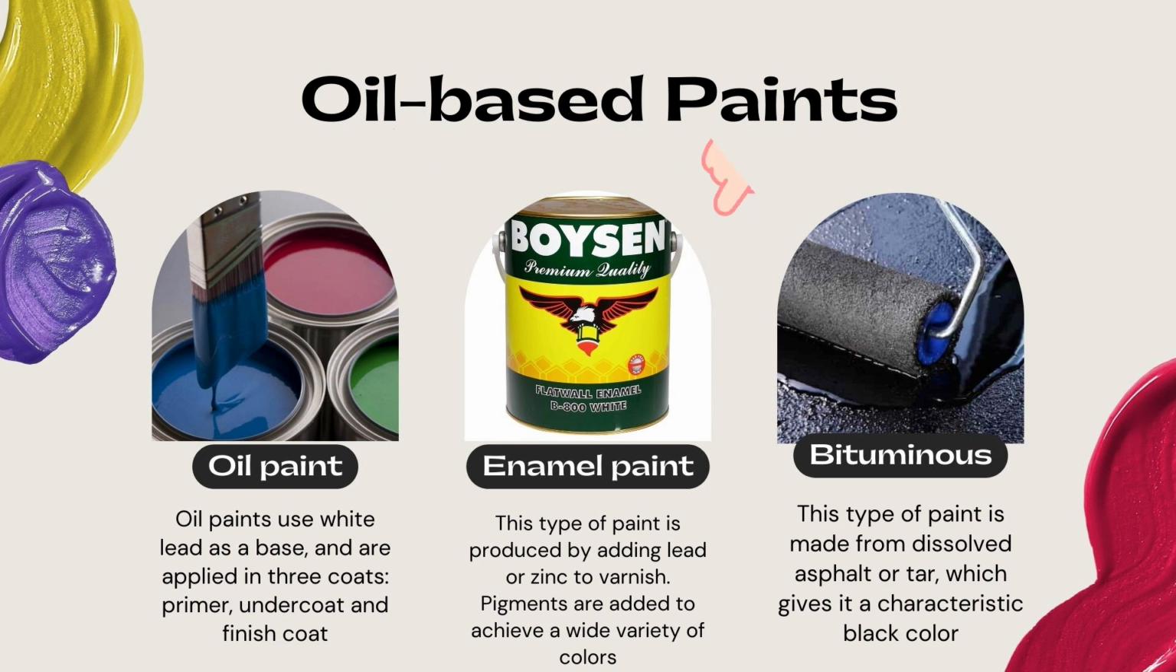Another one is enamel paint. This type of paint is produced by adding lead or zinc to varnish. Pigments are added to achieve a wide variety of colors. Enamel paints form hard and glossy coatings which are easily cleaned.